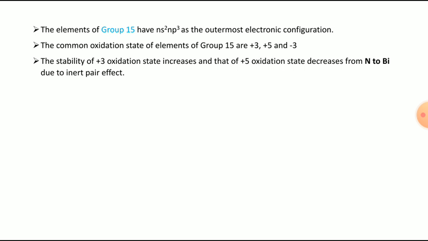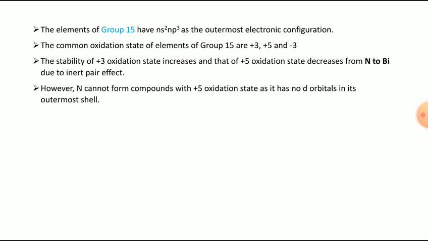inert pair effect. See, जब +3 oxidation state बन जाती है किसी भी एलिमेंट की from the group number 15, तो वो स्टेबल रहती है as compared to the +5 oxidation state, because of what, the inert pair effect. We have just seen inert pair effect.